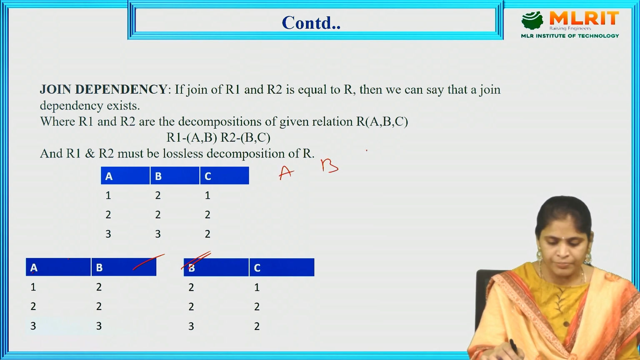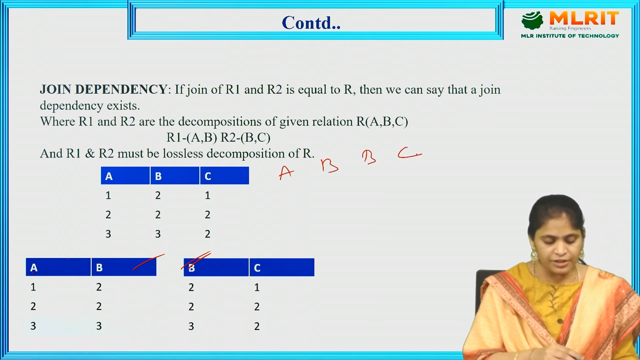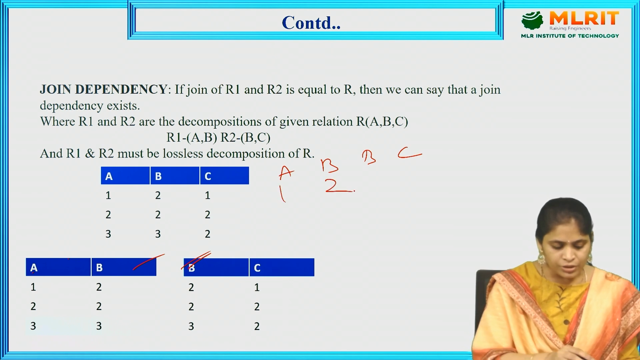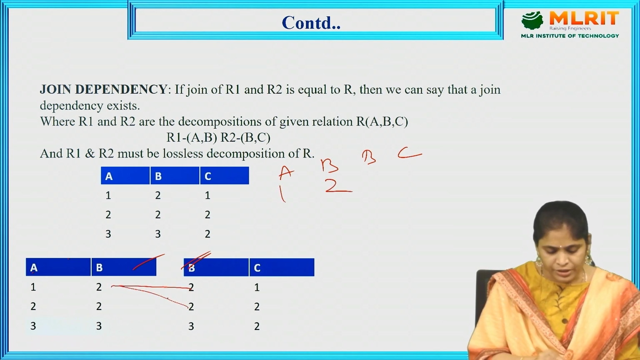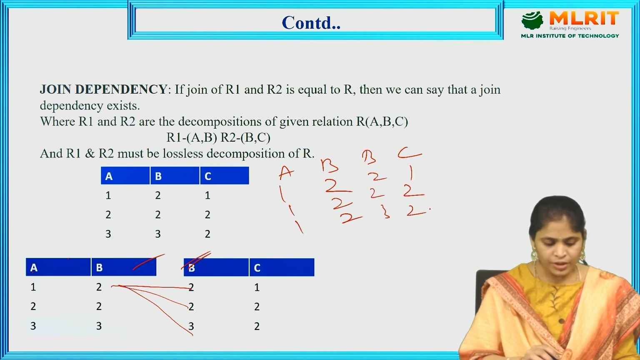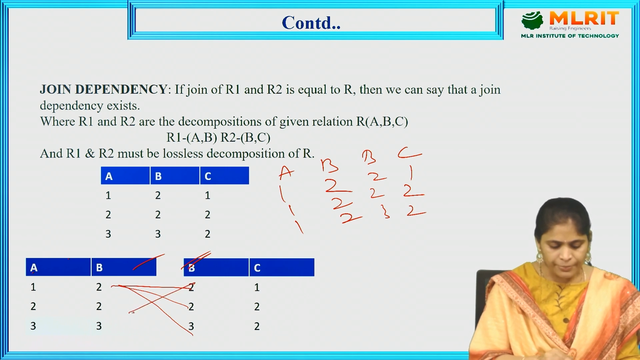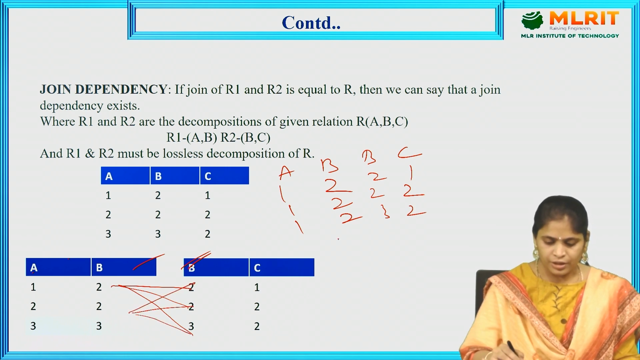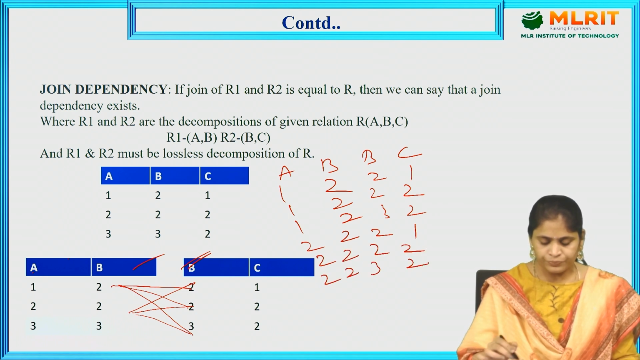A, B, B, C. This is our final result. So, here 1, 2. The first row will be mapped with all three rows here: 1, 2, 2, 1; 1, 2, 2, 2; 1, 2, 3, 2. And the second row is mapped with all three rows here: 2, 2, 2, 1; 2, 2, 2, 2; 2, 2, 3, 2.